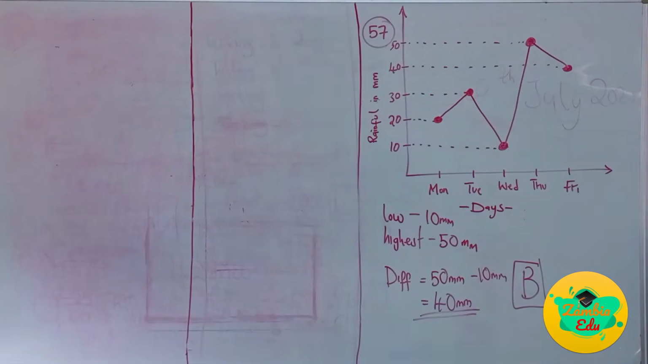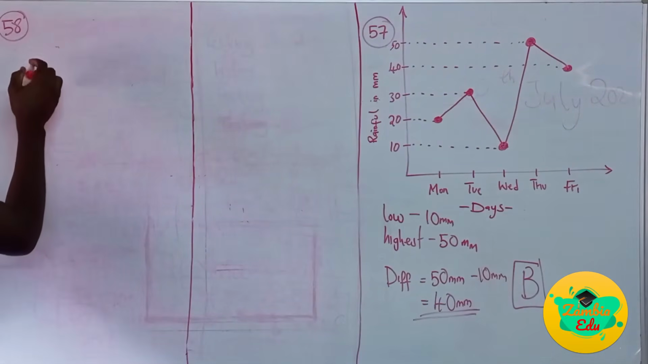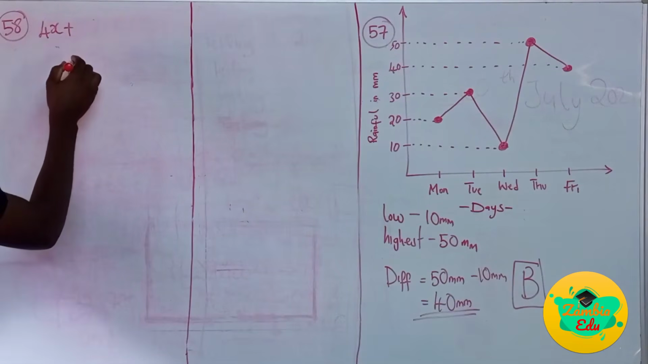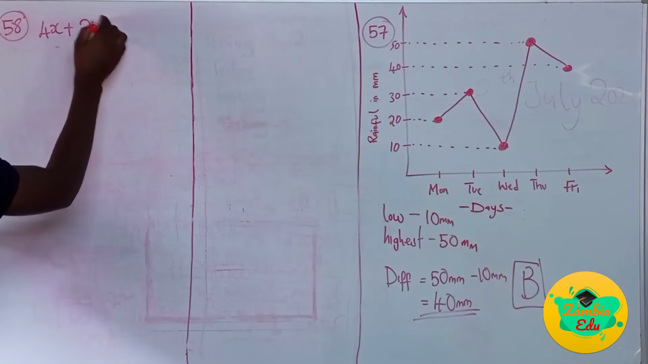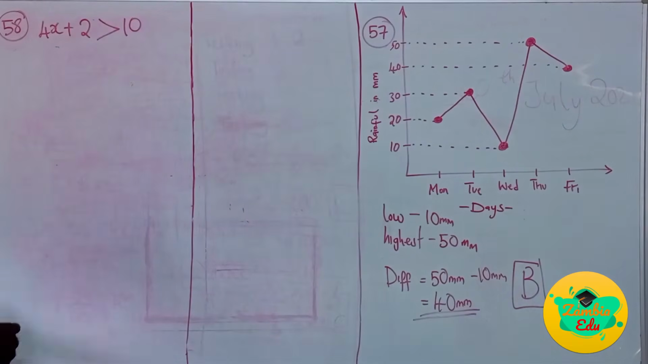Question 58 says solve the inequation 4x plus 2 greater than 10. Solve the inequation 4x plus 2 greater than 10.